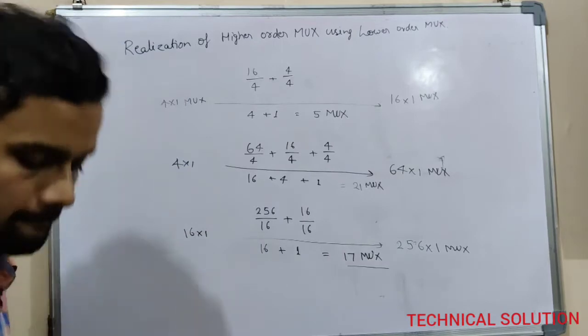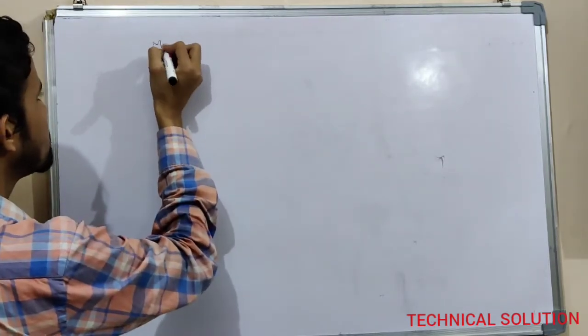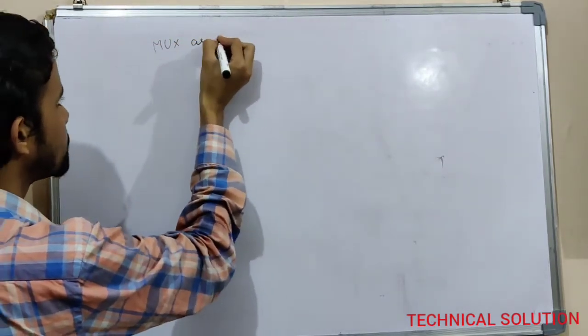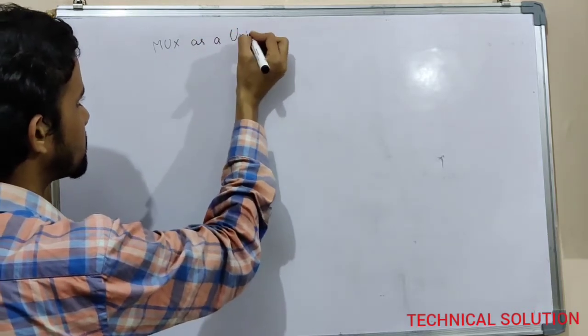And the next one is multiplexer as a universal logic circuit.